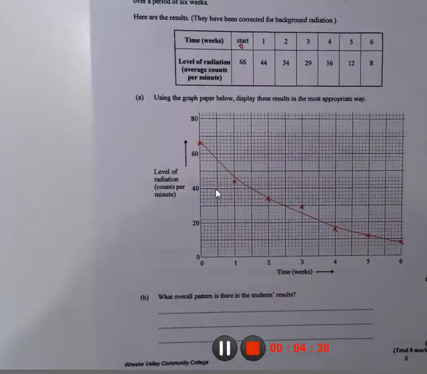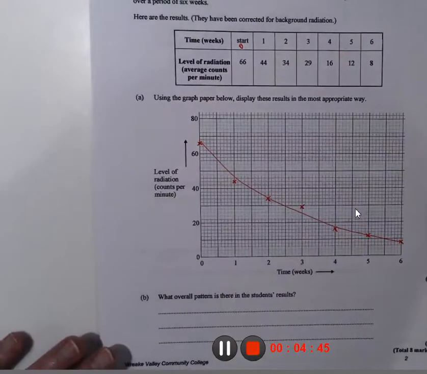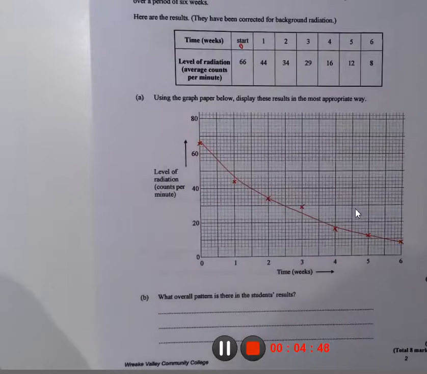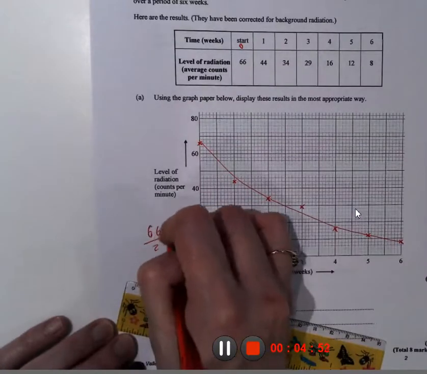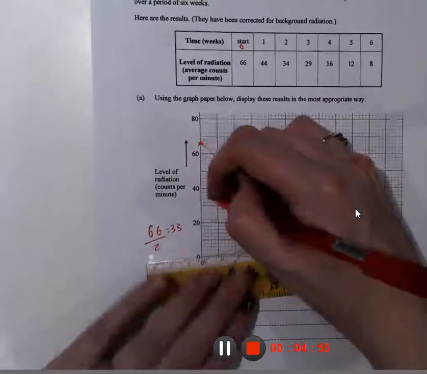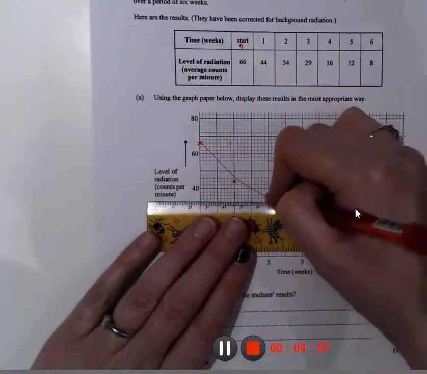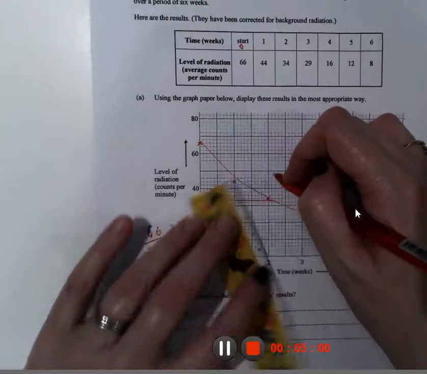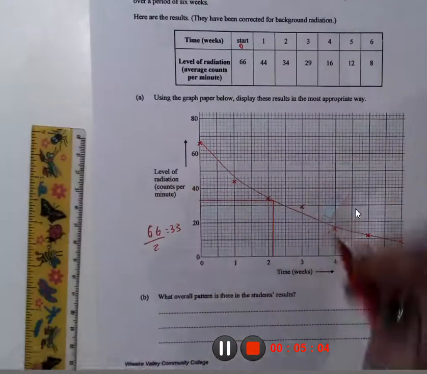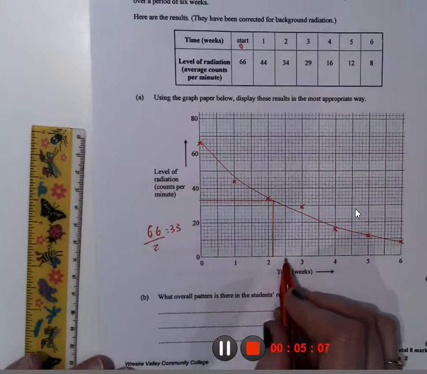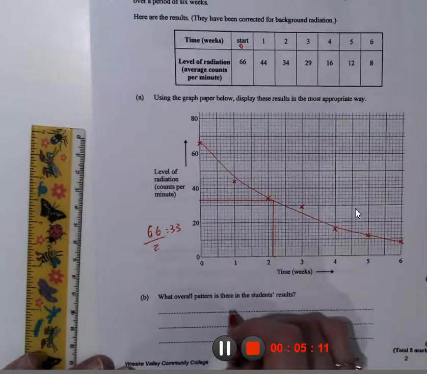And what overall pattern is there in the students' results? Basically, for the 3 marks, if you work out the half-life, you get the 3 marks. So what we need to do for the half-life is we go from 66, so 66 divided by 2 is 33. So we draw a line across to your line of best fit at 33 and then down here. And on my graph that looks like 2.3.